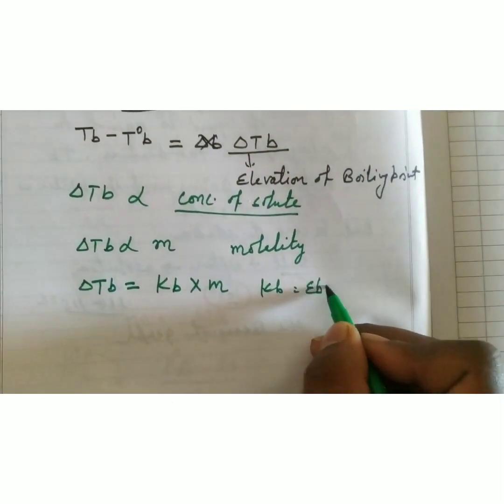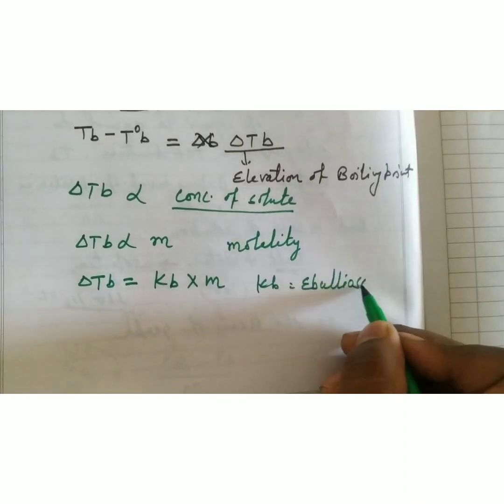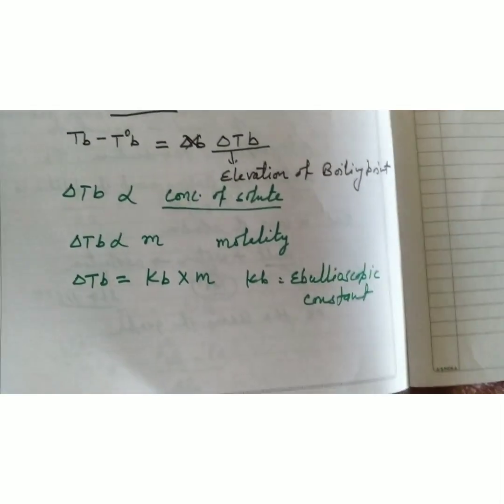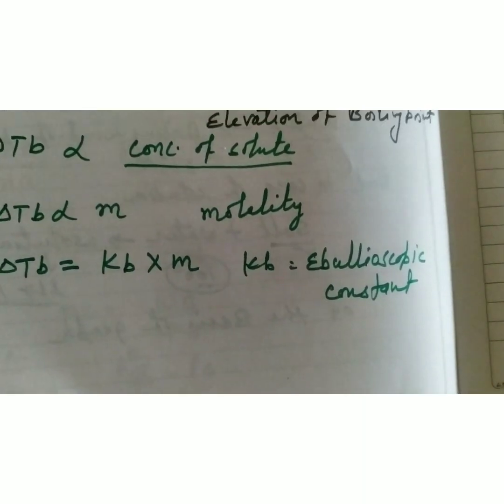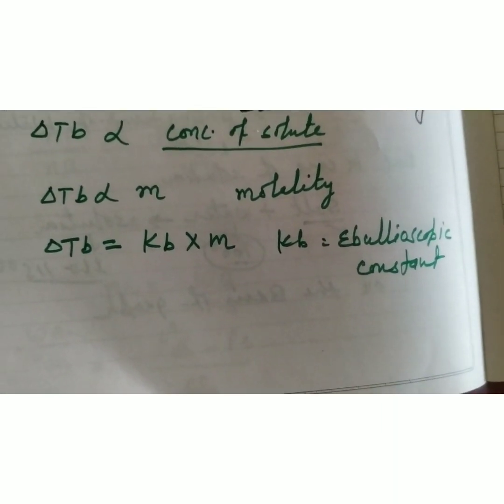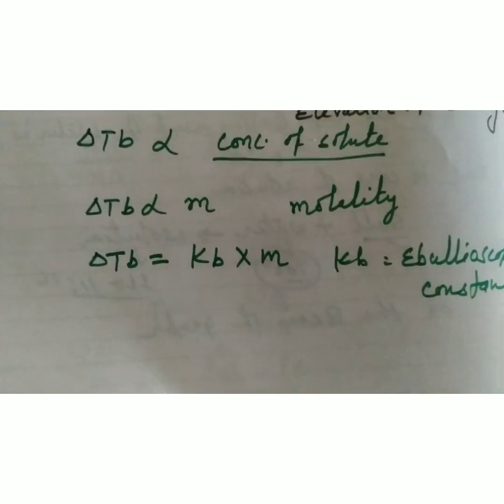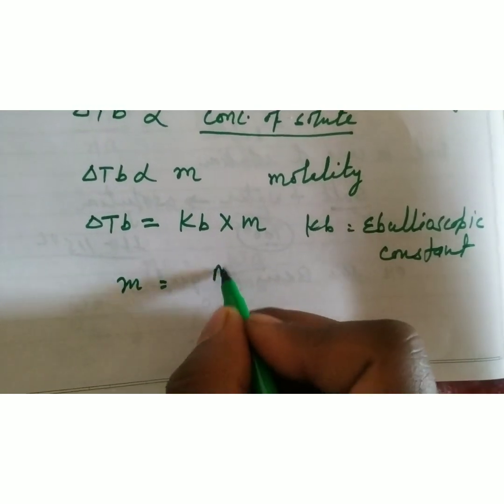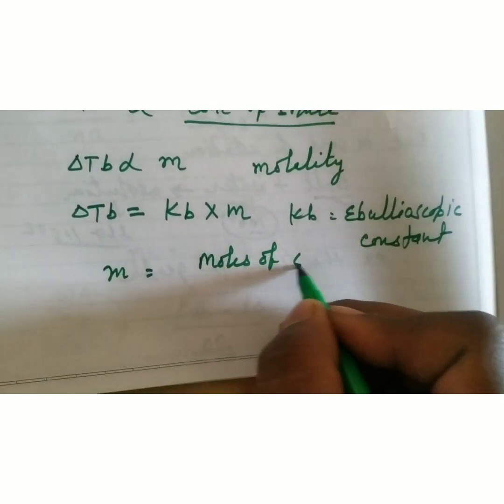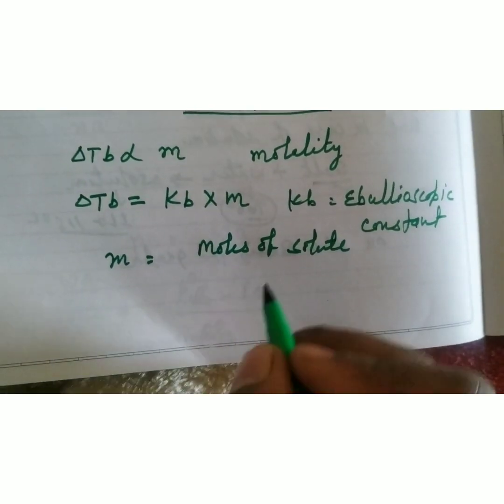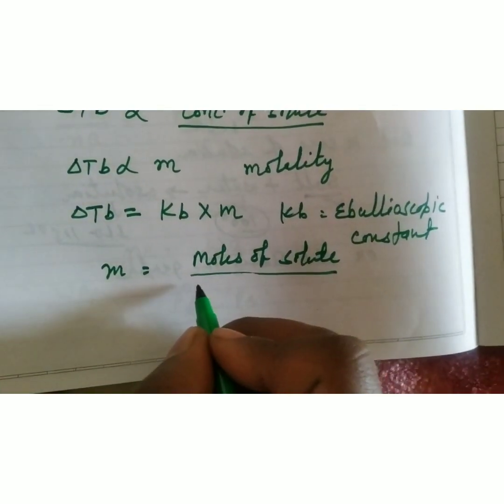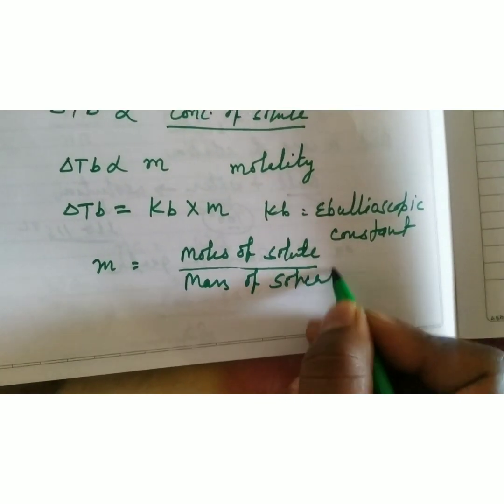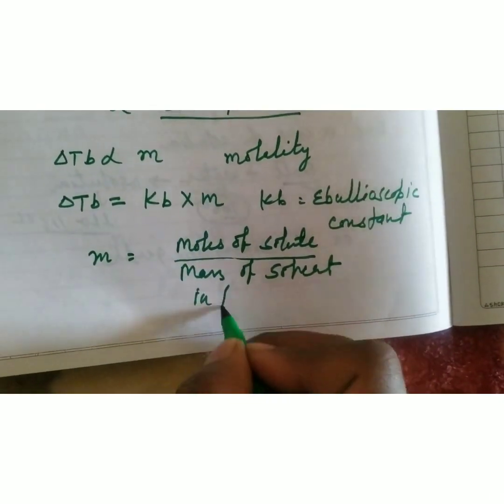the ebullioscopic constant. This is the ebullioscopic constant Kb. Clear? Now we know the term molality. Molality equals moles of solute. We have already discussed this in the first lecture. Moles of solute divided by mass of solvent in kg.